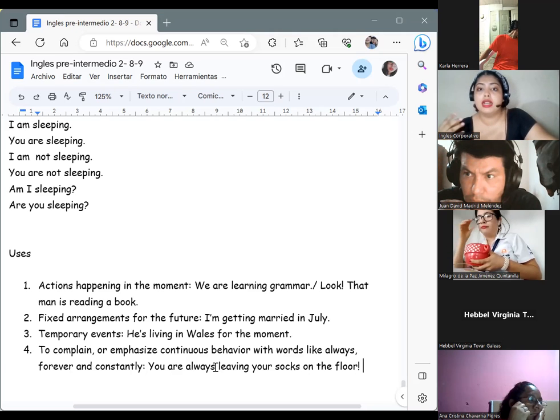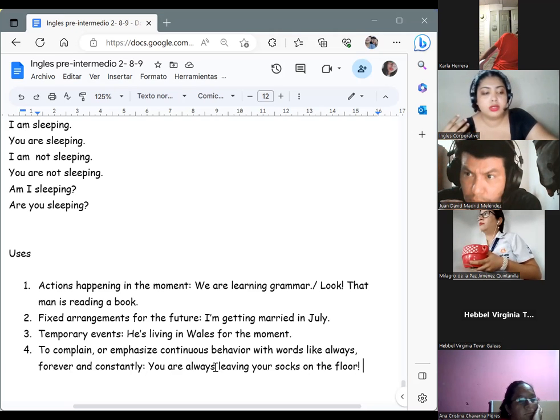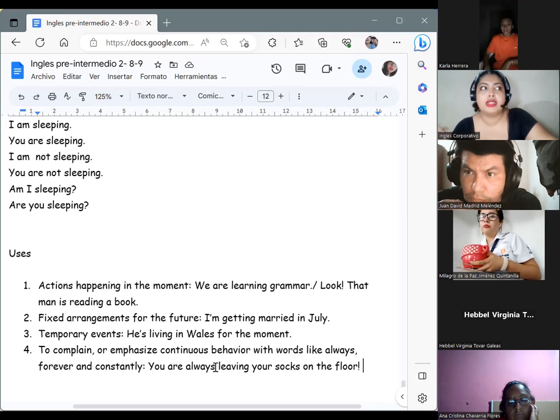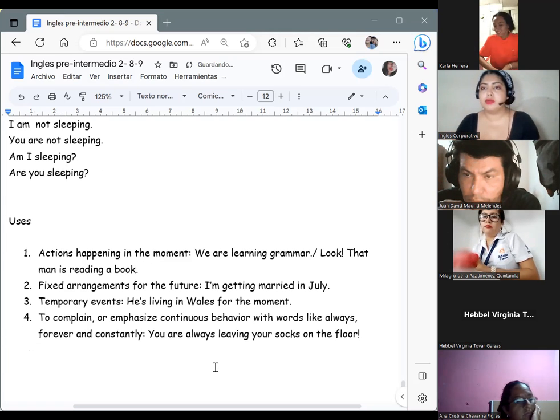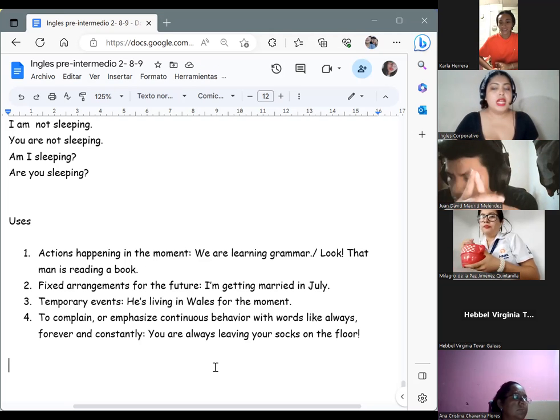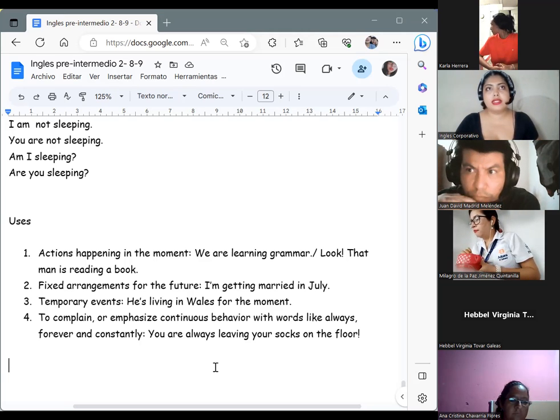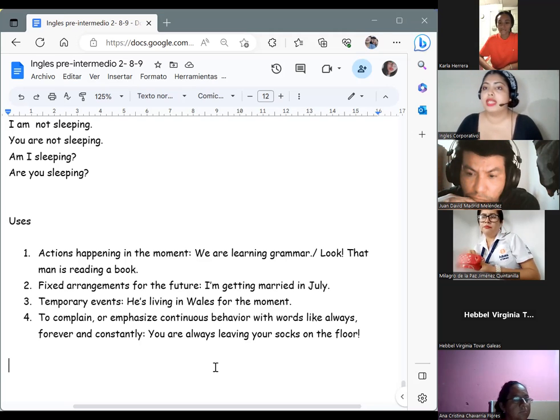So we are making a complaint. We are like telling someone that that person is making this activity or this action every single day. So in that case, we need that person to change that action. So we're using this kind of a structure. Now, there is some extra information related to the continuous. I don't know if you already study about the stative verbs. No sé si ya han leído un poco o ya les hablaron un poco sobre los verbos estáticos. There is a group of verbs that is called stative verbs.